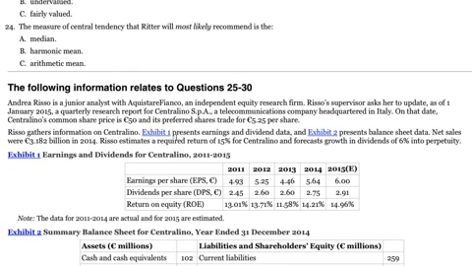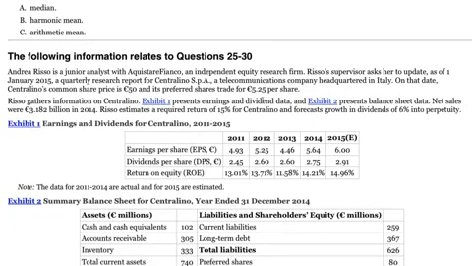Rizzo gathers information on Centralino. Exhibit 1 presents earnings and dividend data, and Exhibit 2 presents balance sheet data. Net sales were $3.182 billion in 2014. Rizzo estimates a required return of 15% for Centralino and forecasts growth in dividends of 6% into perpetuity. So we have our G, we have our R, we have our sales. Earnings per share, 11, 12, 13, and 14. We have an estimate for 15. Same with dividends per share. We have 4 years of results here, and we have an estimate for 2015. We have a return on equity in each of those years, and we have an estimate for 2015 as well.